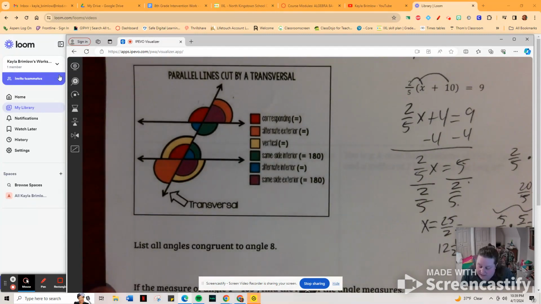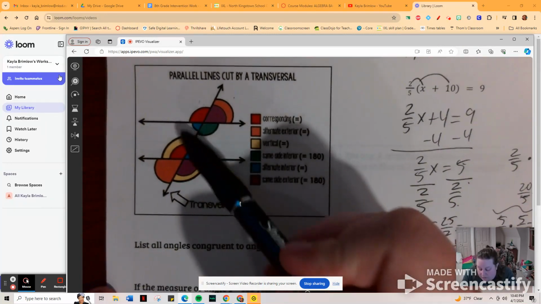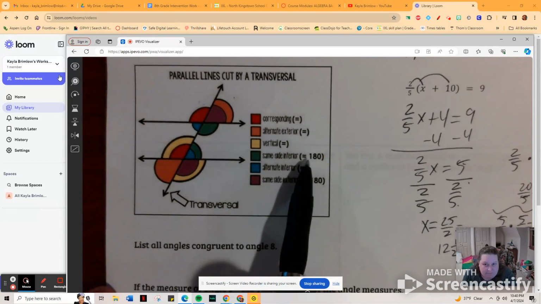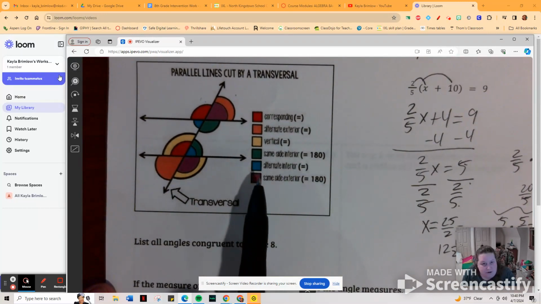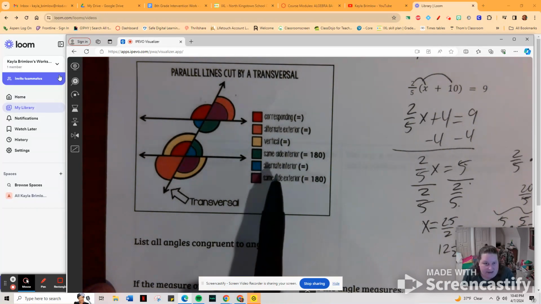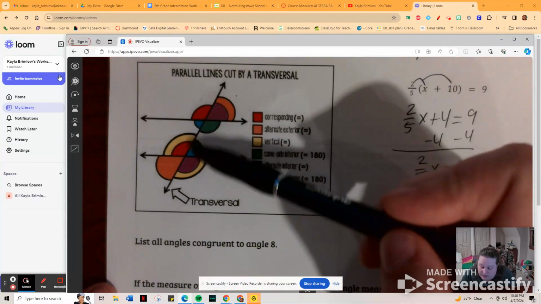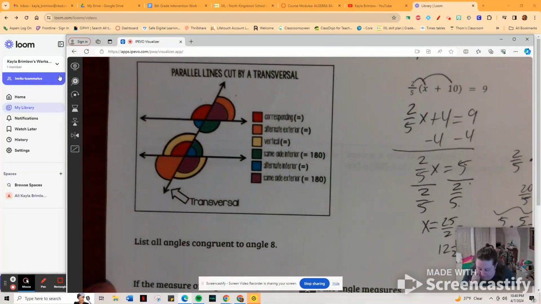Same side interior. So same side is the same side of the transversal, and interior is inside the parallel lines. This example is in green. We have another example over here, and they are supplementary. They add up to equal 180 degrees. Next, we have alternate interior. Alternate means opposite side. Interior is inside of parallel lines. So this we have in blue. We could also have another pair right here as well.